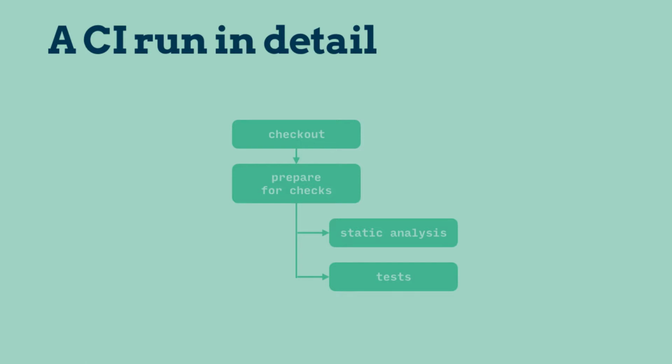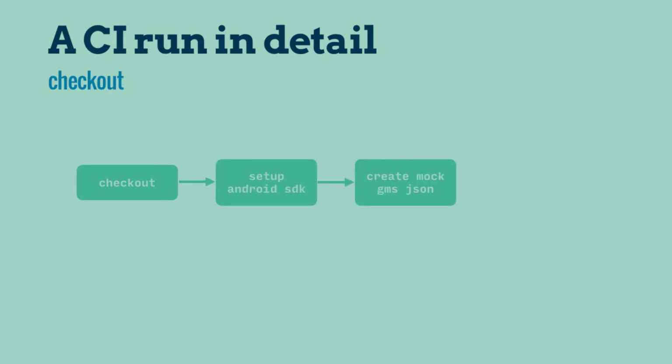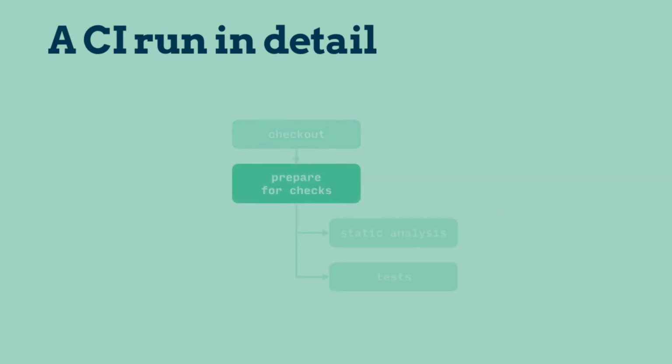Now, super quickly, what happens during a run? We've seen the general structure. So checkout runs checkout, sets up the Android SDK, creates a mock version of the JSON for GMS. Again, we don't care about the values because we're not effectively running the app, so any value in there works. And then we persist what we created to the workspace.